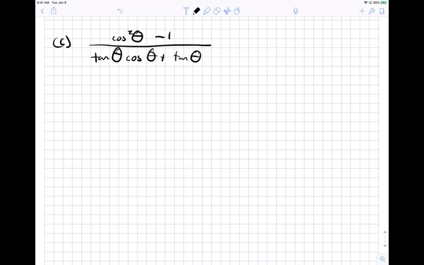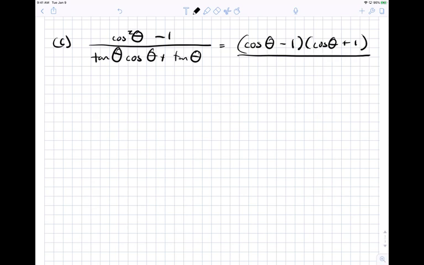That's from the algebra before college algebra. That's a difference of squares, right? That's a special factoring technique. It's going to become cosine theta minus 1 times cosine theta plus 1, right? Is that okay?